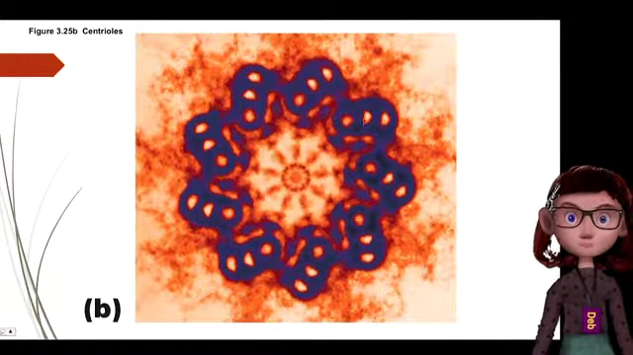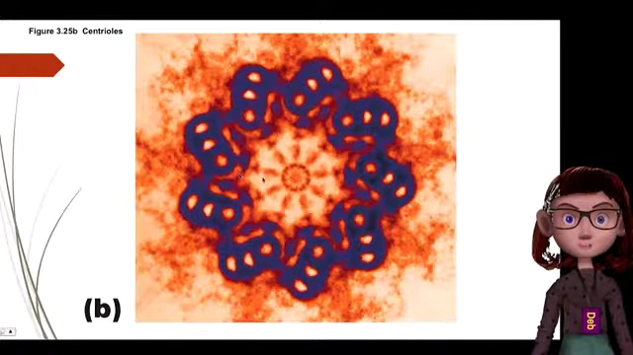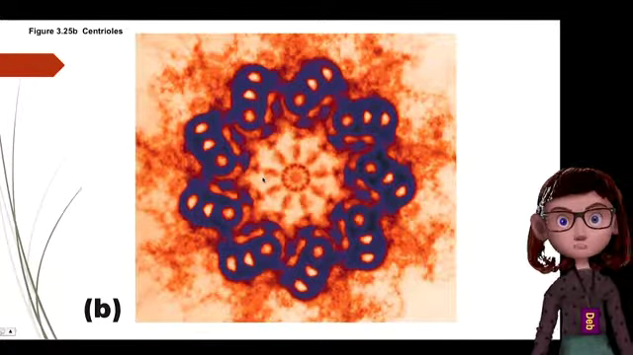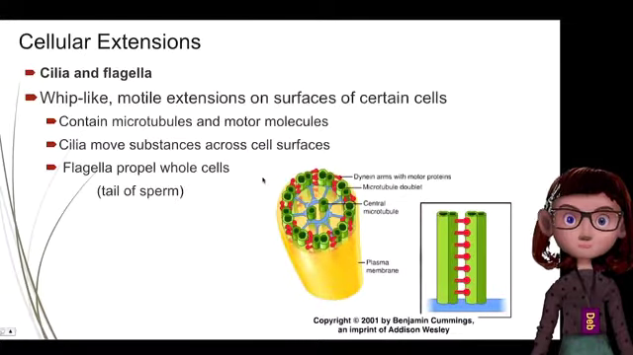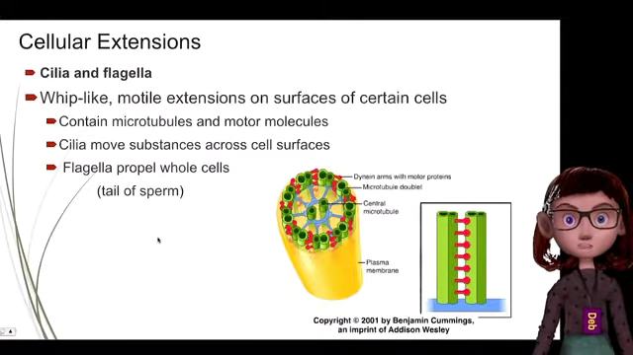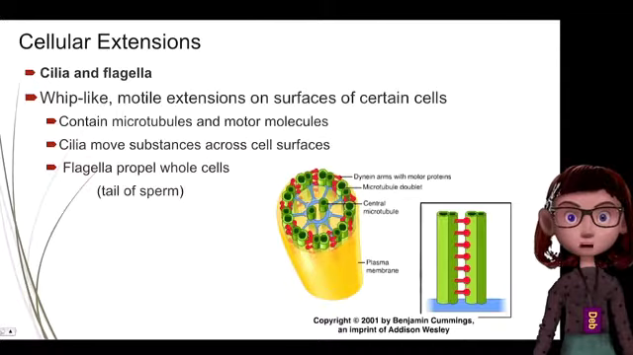And here's an electron photomicrograph. It's amazing. They've actually gotten photographs of these proteins. Cellular extensions include the cilia and flagella. They are whip-like motile extensions on the surfaces of certain cells. They contain microtubules and motor molecules. So these little proteins actually move back and forth. They're like little motors. The cilia move substances across cell surfaces, and flagella will propel whole cells.